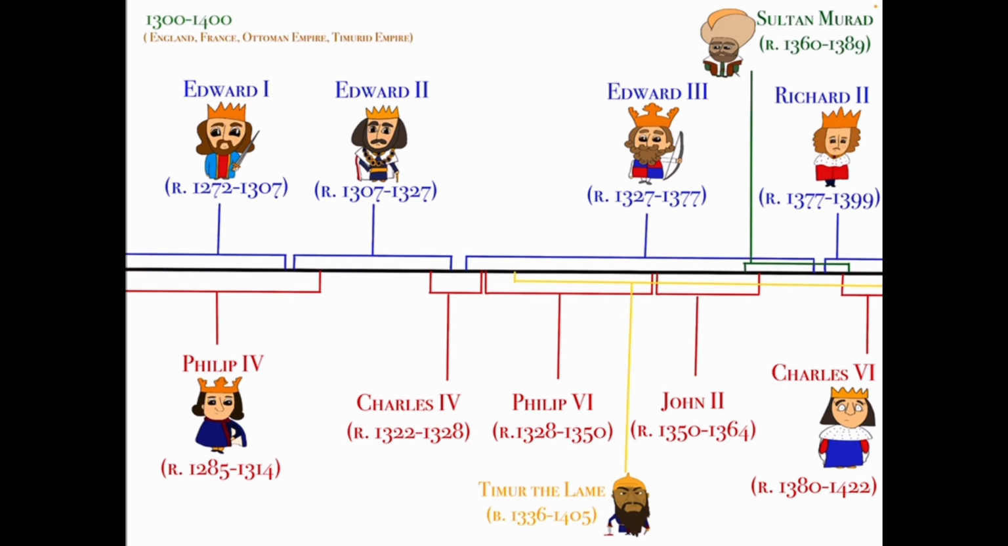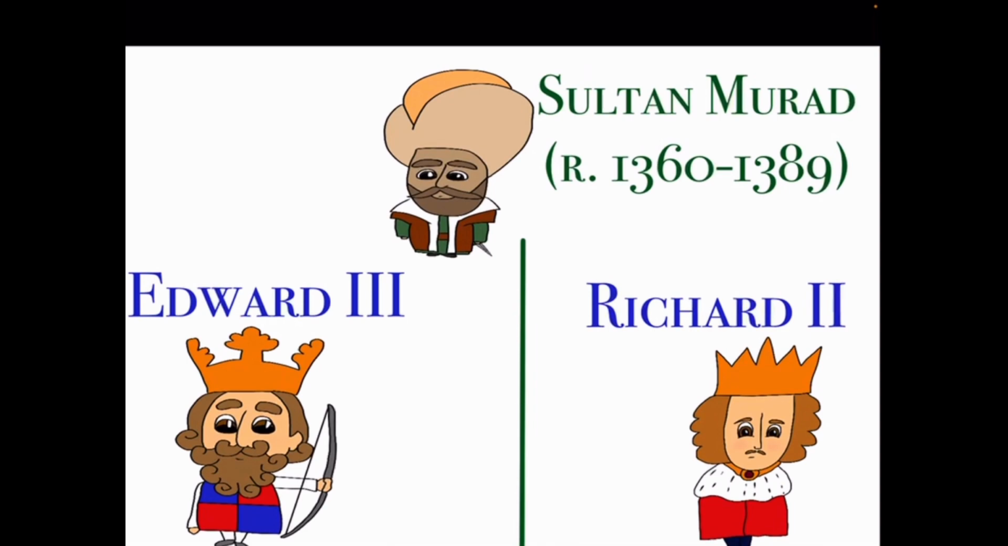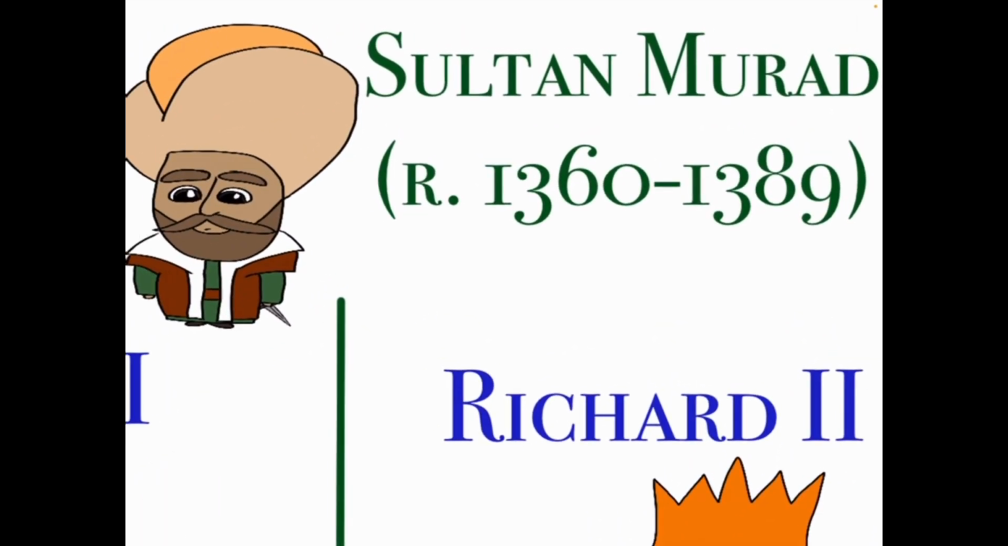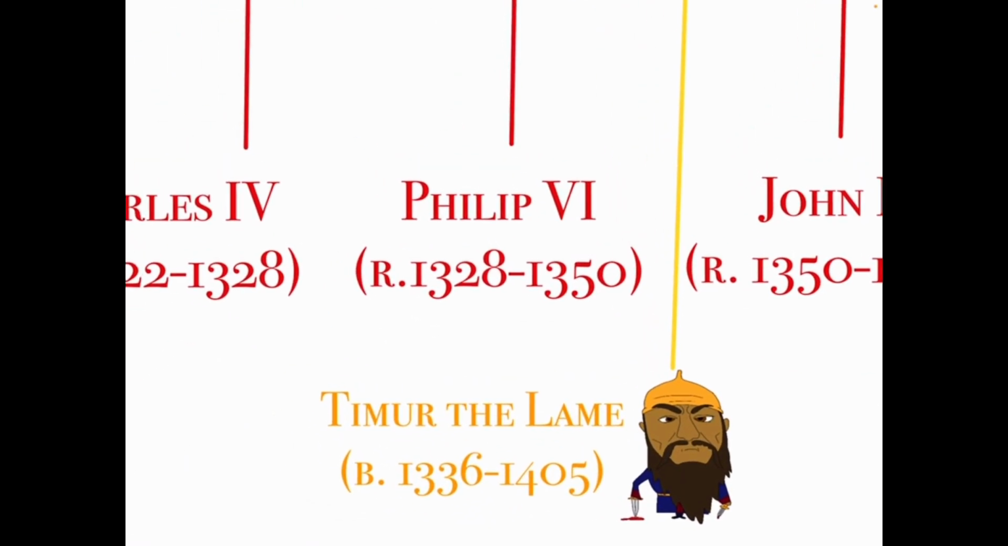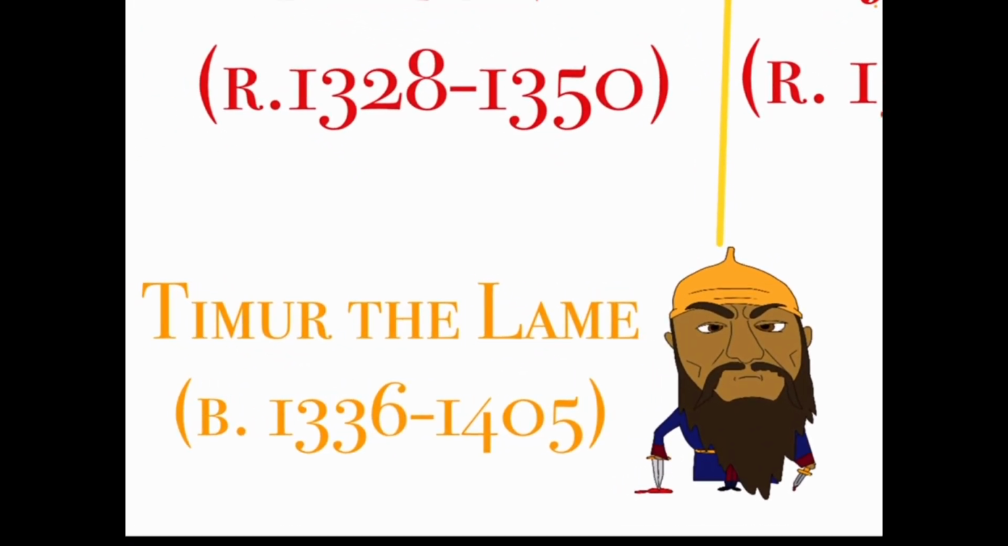To finish up our timeline for the 14th century, we need to first go over to the Ottoman Empire. In the Ottoman Empire in 1360, a man named Sultan Murad I became ruler. He was an amazing military leader, and he expanded the empire. He died a martyr at war. The next man we're going to go over was a man who started his own empire.